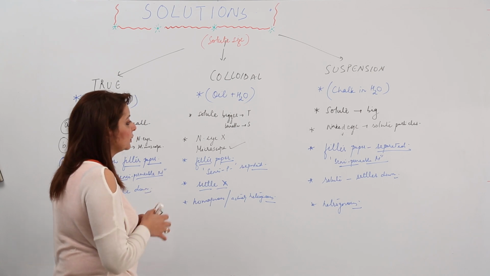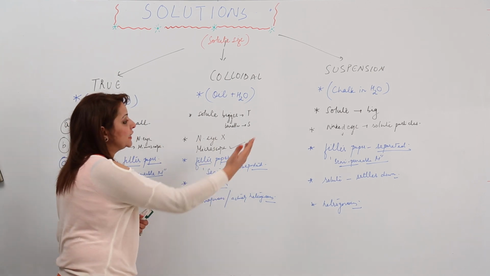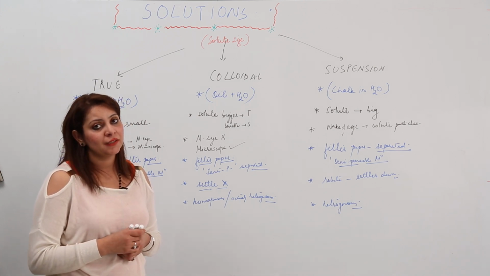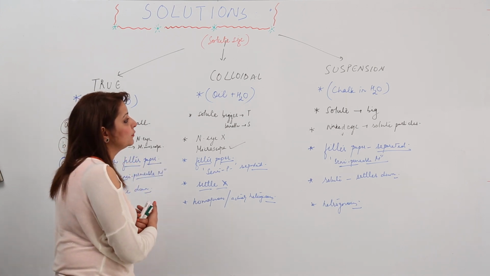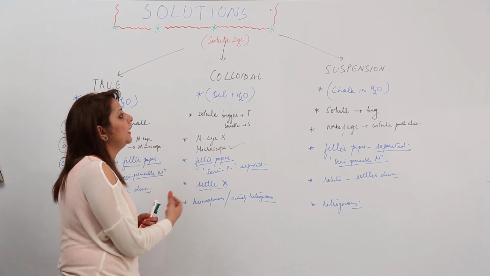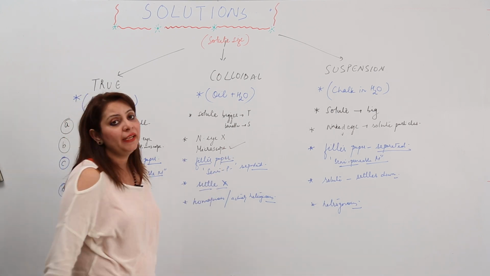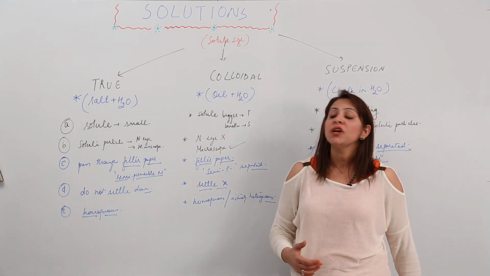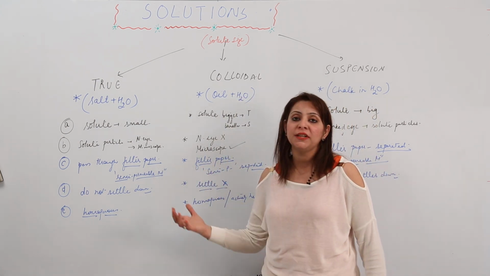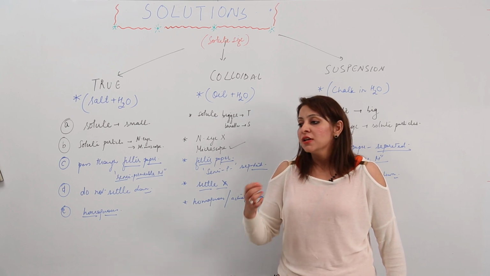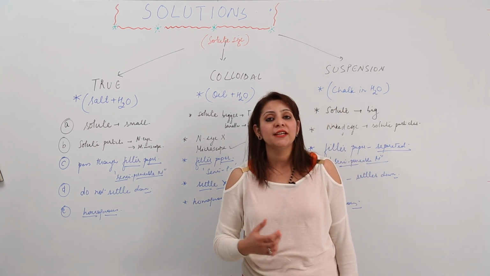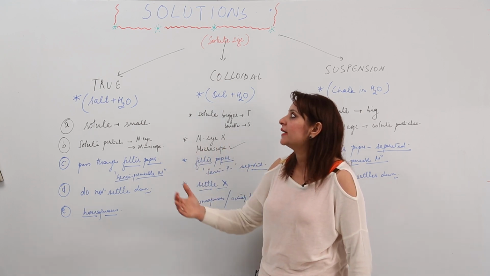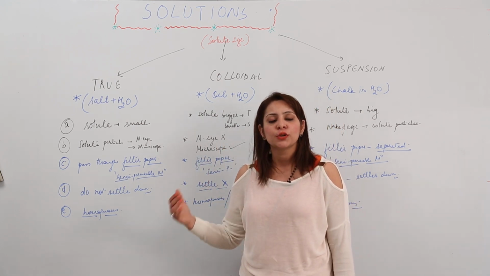And moreover, you have seen that all these properties are due to the difference in the size of the solute particles. So the main logic behind classifying solutions into three categories is just the solute size, because they differ in the size of the solute, therefore they show different properties. Sometimes they pass through filter paper, sometimes they appear in a different phase, sometimes they occur in one phase. So this is how you classify solutions according to solute size.